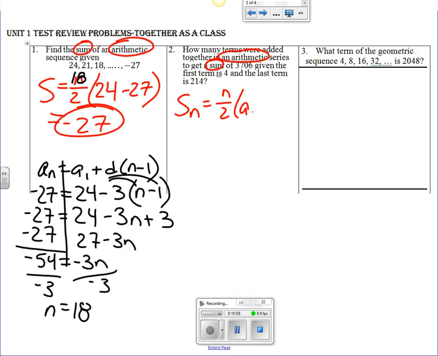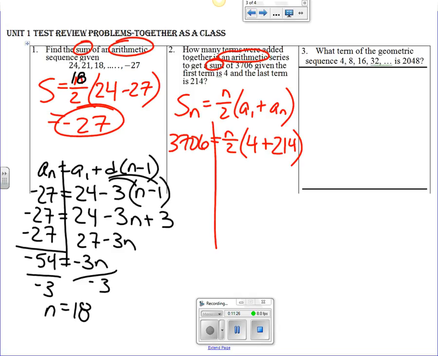So I'm just writing out the formula. All right. So we know the sum is 3,706. Do we know n? Nope. Do we know A1? 4. And do we know AN? Yep, because what does AN stand for? Last term. Okay. All right. If you look at this one, we just have one letter. Is it solvable? Yes. Okay. So I'll draw my line.